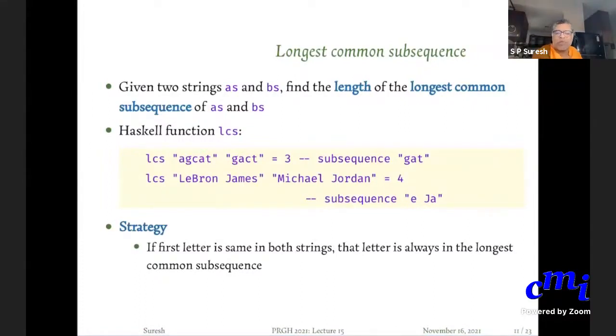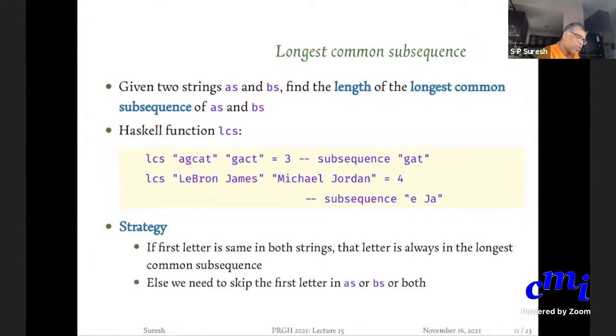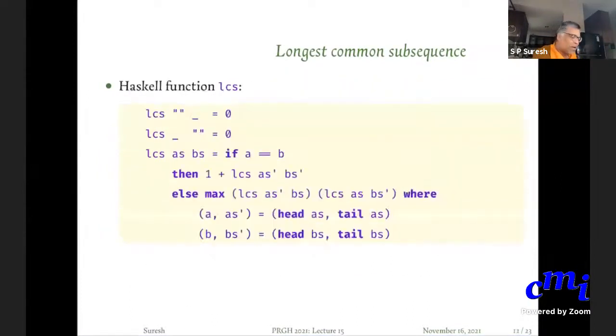If the first letter is the same in both strings, then you don't want to worry about whether the first character will match with some later character. So if this matches, keep it. If the first letter is the same in both strings, then that letter is always in the longest common subsequence. Otherwise, you drop the first letter in one or both and then find what the longest common subsequence is. So I'll give you the Haskell definition, which is easier to understand, and then you have to compute recursively.